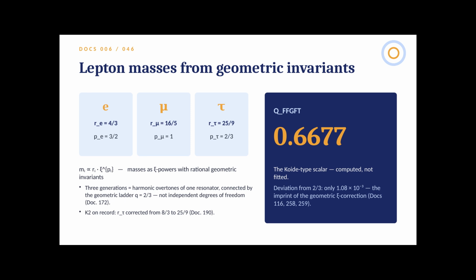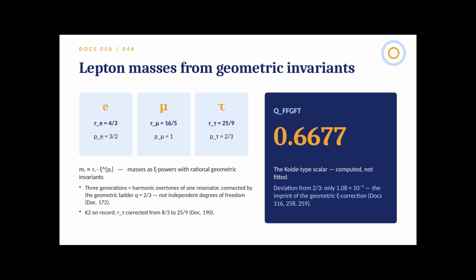The R's are rational invariants, straight from the torus geometry. The p's are powers of Greek x. Nothing is fitted. And the three generations are linked by that same ladder ratio, Q equals 2/3. They're not three independent things. They're harmonic overtones of one resonator.